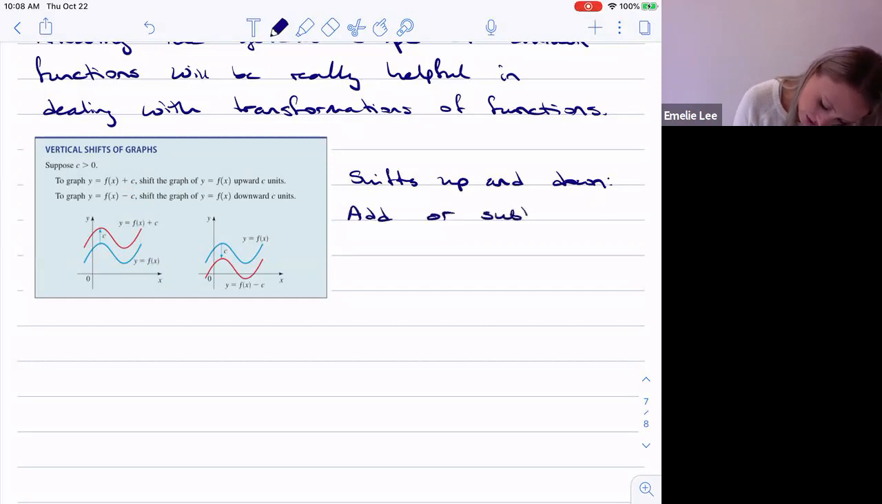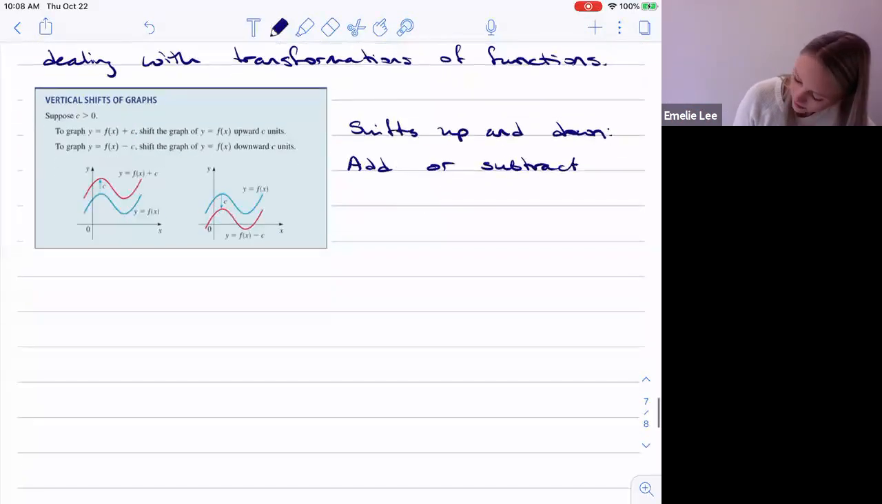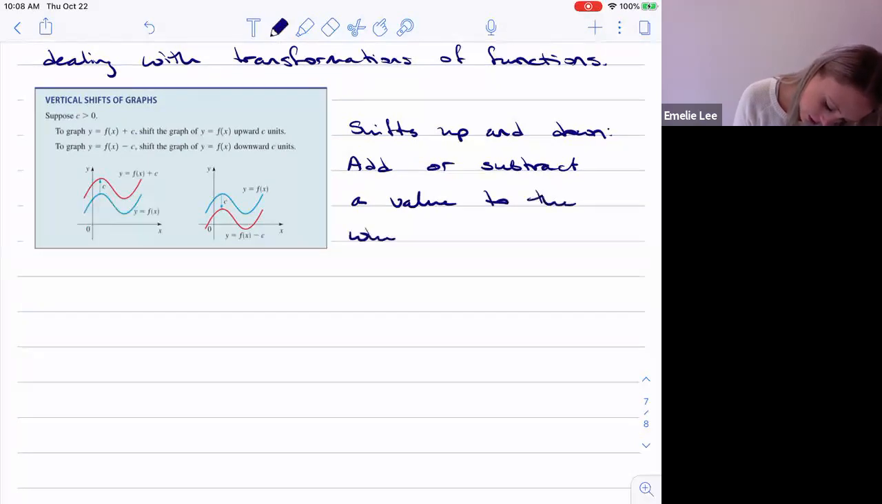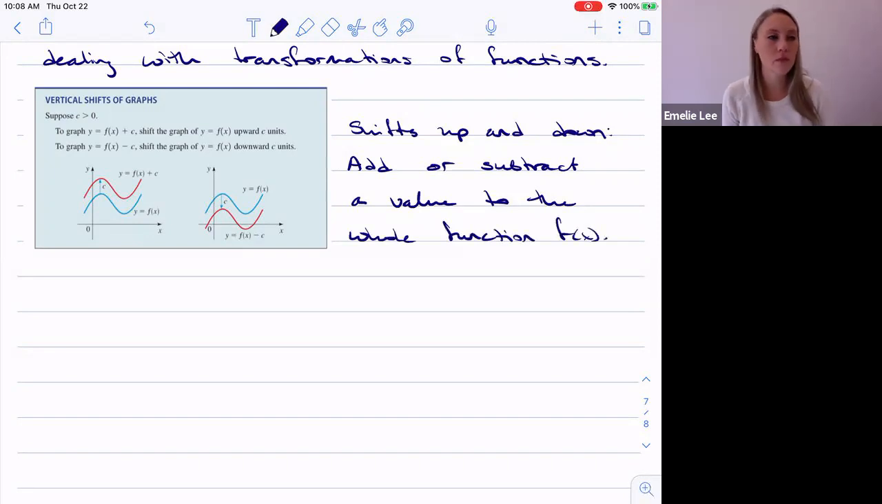Okay, so that's if you're adding or subtracting a value to the whole function f of x. Okay.